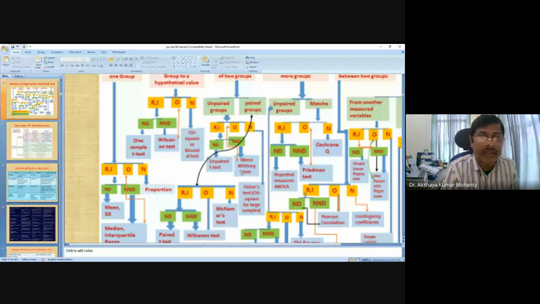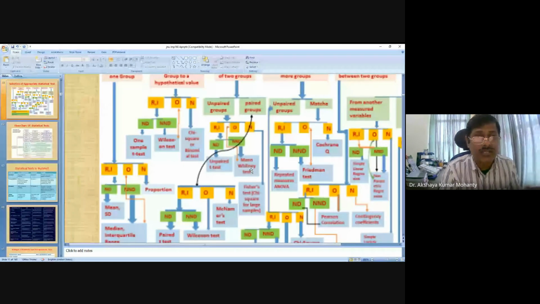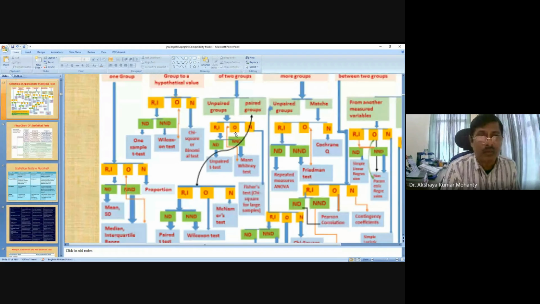The option is the Mann-Whitney test. Already in the last slide, I told you about the Mann-Whitney test. In the last slide I didn't touch this thing, so I am touching it in a different way with different cases. So now this is good.